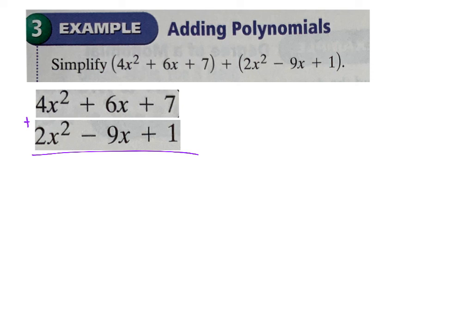So lining them vertically is fine. You end up with 6x squared, a positive 6, and a negative 9, and then a 7 and a 1. Your final answer needs to be in standard form, meaning highest to lowest.